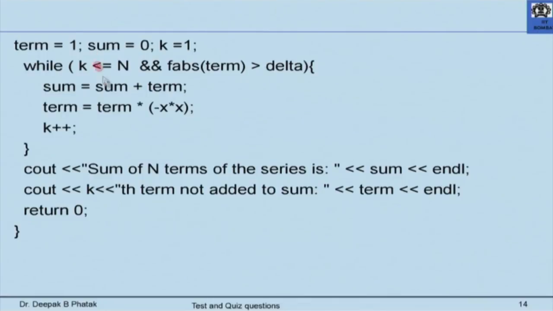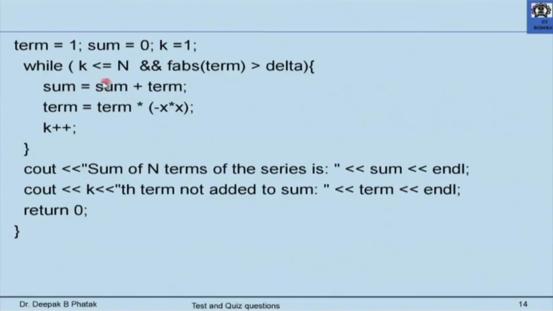The program is of course very simple. I set sum equal to 0, I set up an iteration. The crux of the algorithm logically is this condition that k should be less than or equal to n and the absolute value of the term should be greater than delta. If I have already crossed n terms, I must stop. If I have not completed adding n terms, but the absolute value of term becomes less than delta, I must quit.